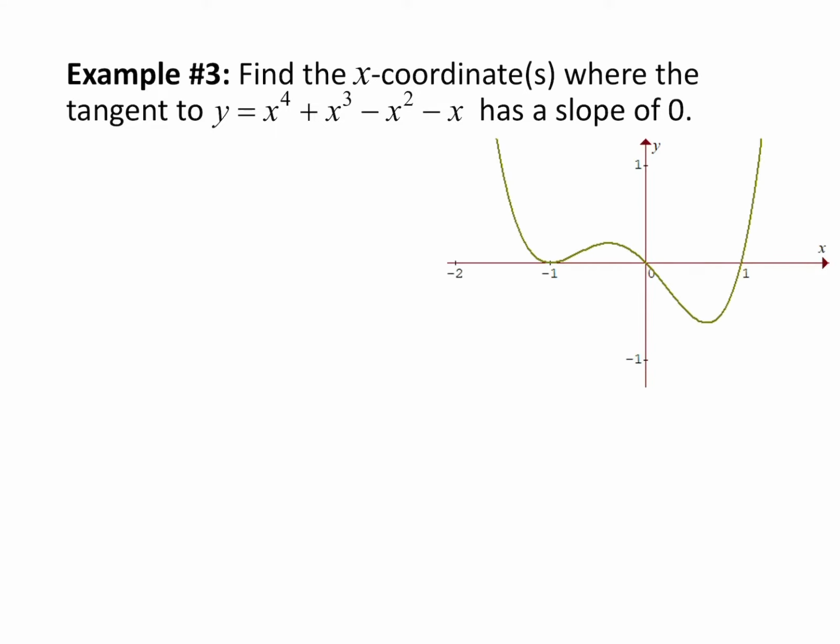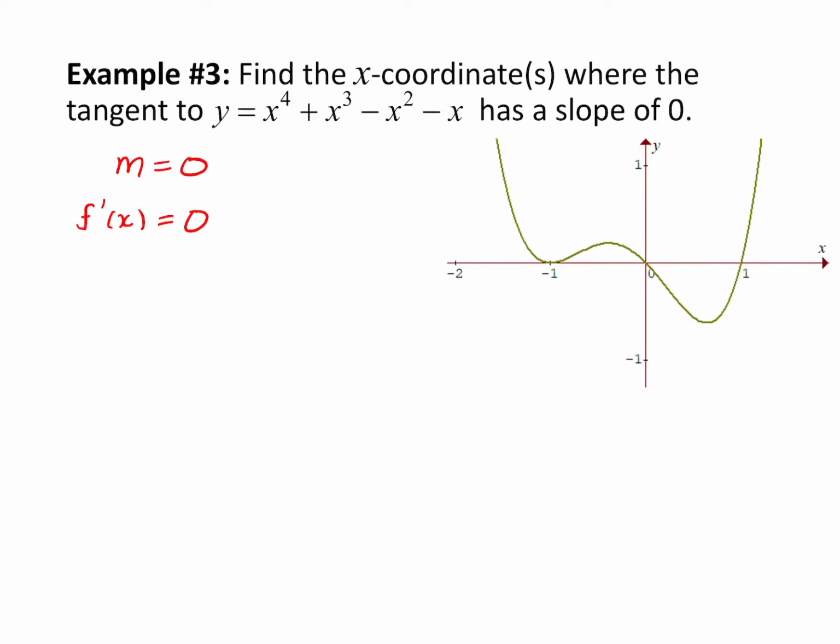So we want to find out where on this curve the tangent line would have a slope of 0. If the tangent line has a slope of 0, that would mean that m is equal to 0. And if m is equal to 0, what we are looking for are points where the derivative, because the derivative represents the slope of the tangent line, is equal to 0. So we're looking for the x-coordinates where the tangent line has a slope of 0, which means we're looking for points on this curve where the derivative is equal to 0.